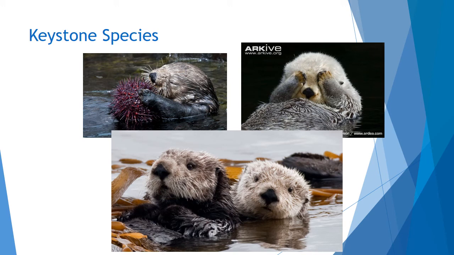And so it can really drastically affect an ecosystem if we remove the keystone species. The keystone species is really key to the survival of that ecosystem. You'll notice that if the keystone species is removed, a lot of times the ecosystem can change drastically. Vegetation can change.